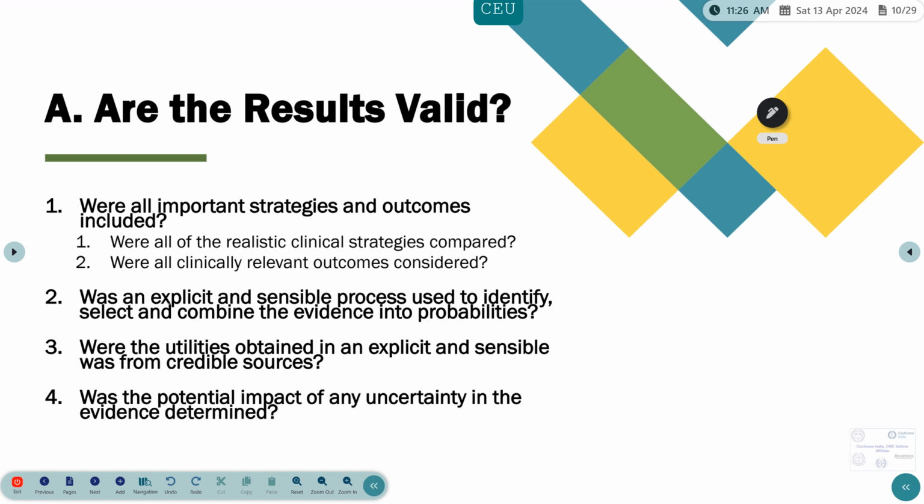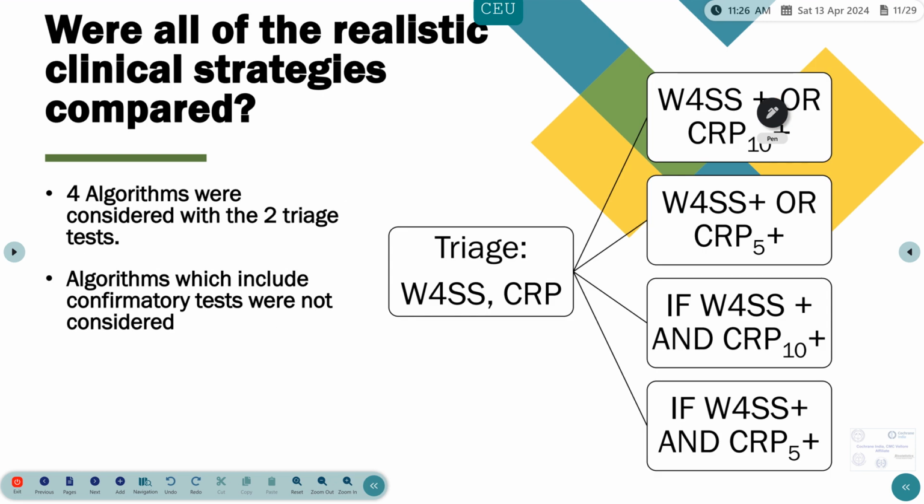So the main questions here, there are mainly 4 important questions. We'll be going to them one by one. So the first main question is, were all of the realistic clinical strategies compared? So here in the study, they've actually compared four main algorithms for triage of a patient with TB.